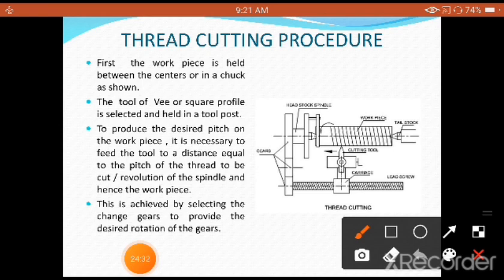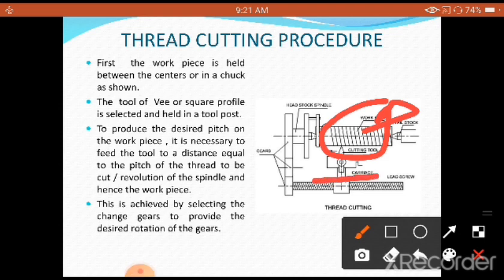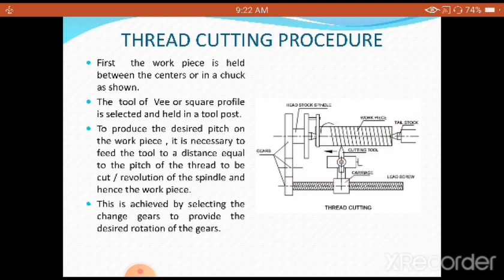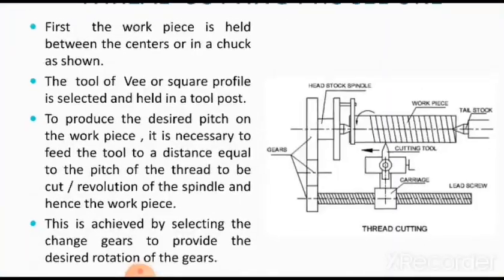Now your workpiece is made to rotate. As the workpiece rotates, the tool has to move in this direction which I have indicated, equal to the pitch of the thread. That means if the workpiece is made to rotate through 360 degrees, only one revolution, then the tool has to move a distance equal to the pitch of the thread. This is possible by using the change gears, which you can see here very clearly.